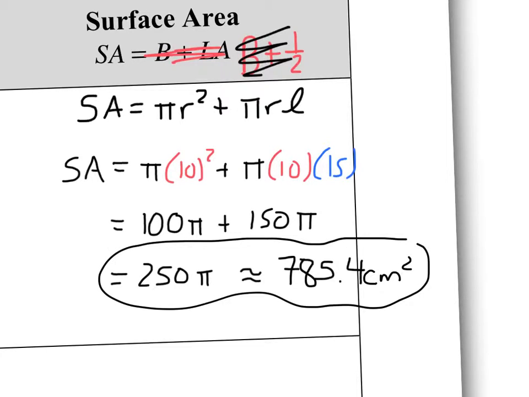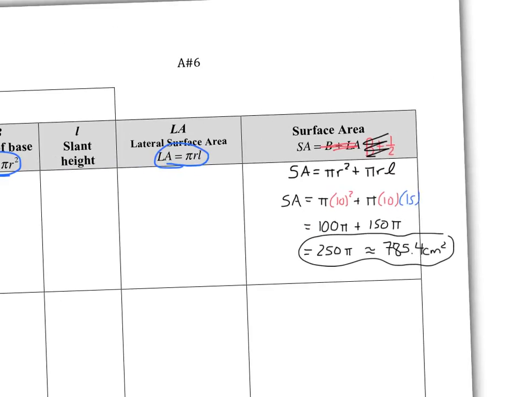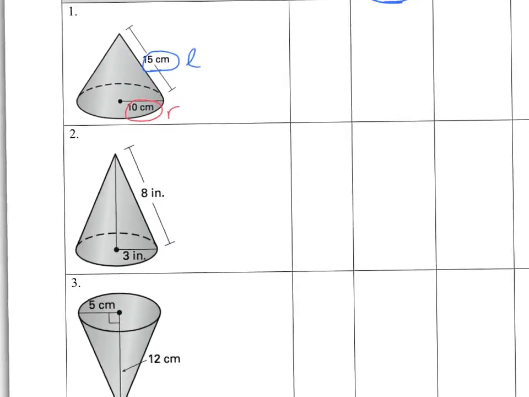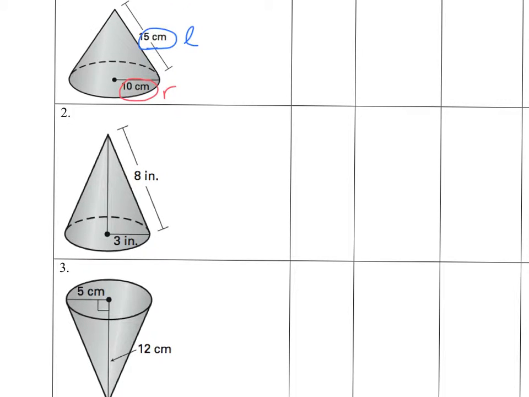Both answers are good. The first answer is if they asked you to write it in terms of pi, and this one is rounded. In this case, I rounded to the nearest tenth. They might ask you to round to the nearest hundredth. All right, so it's much faster just to use the one formula. Please take a moment and do number 2. Go.